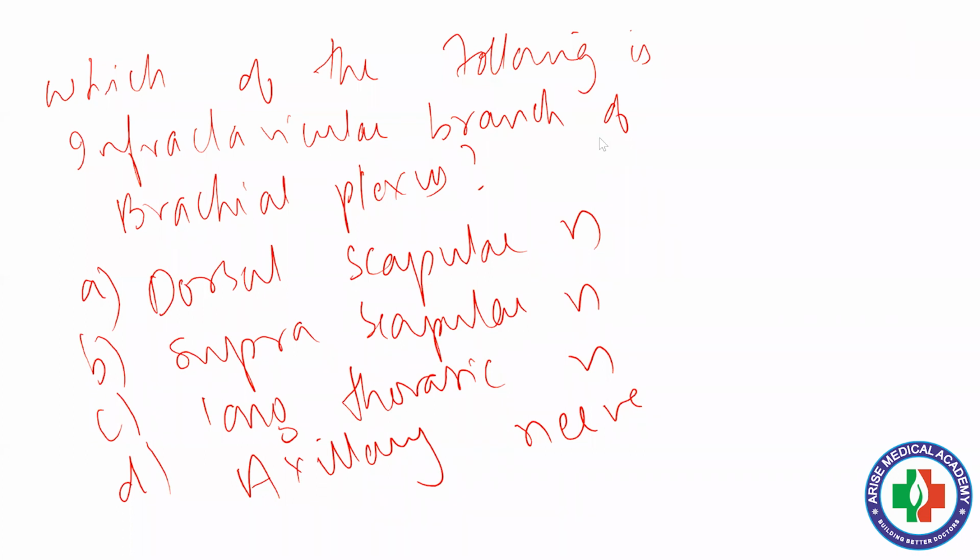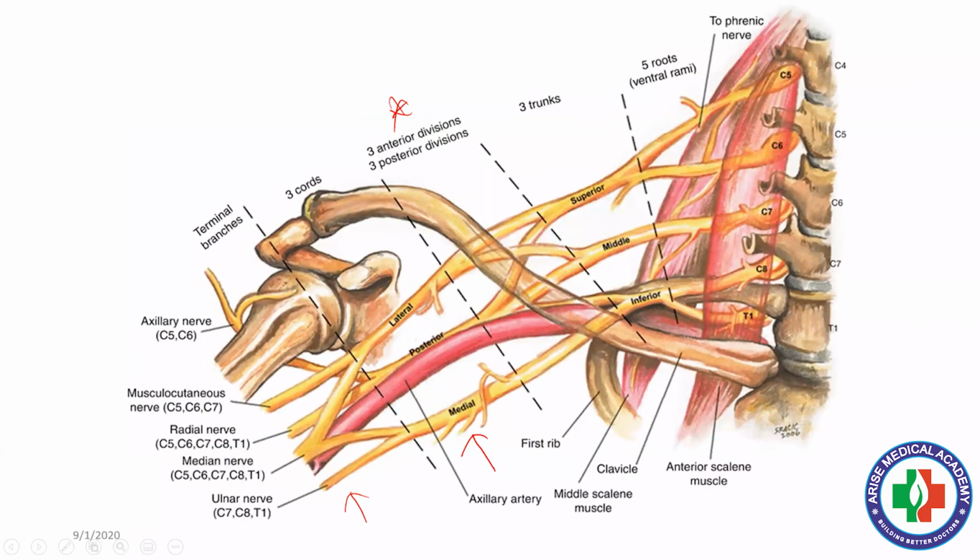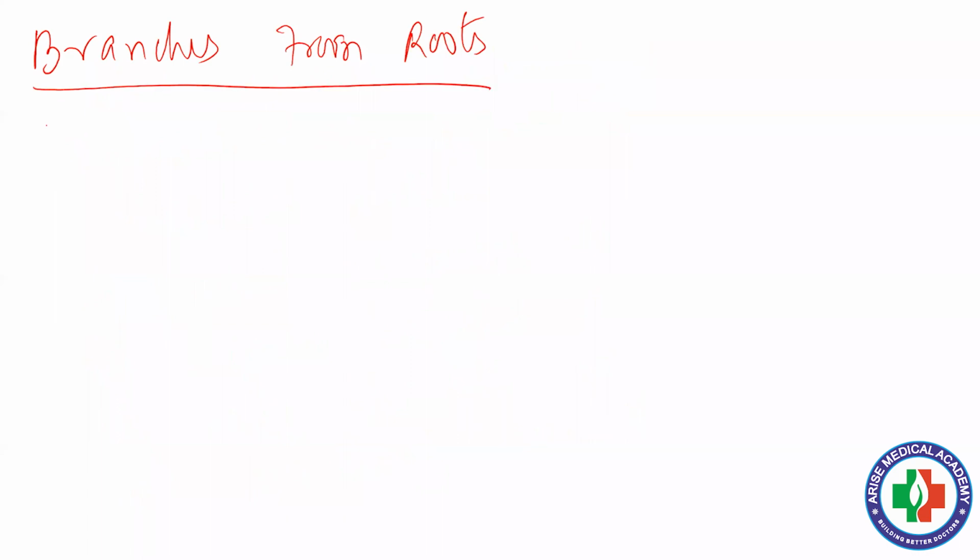That's good. The next thing, now let's come to some proper notes. First one, branches from roots of brachial plexus. The first part is the dorsal scapular nerve. This dorsal scapular nerve goes on the dorsum and supplies the muscles on the dorsal aspect, near the scapula.